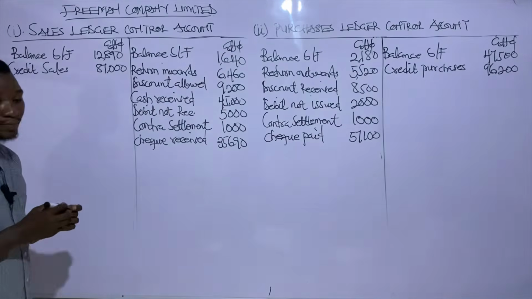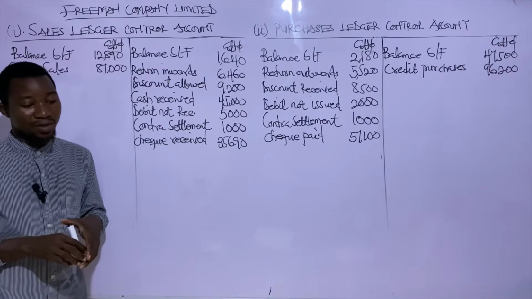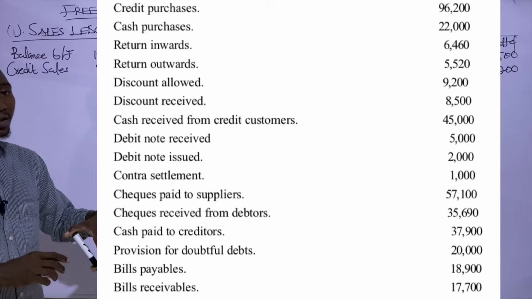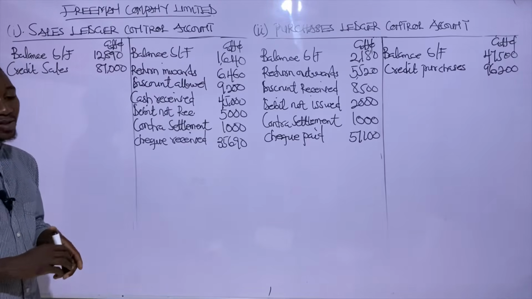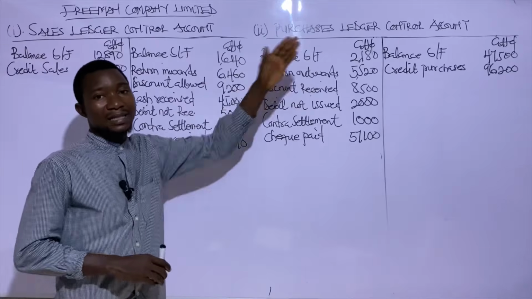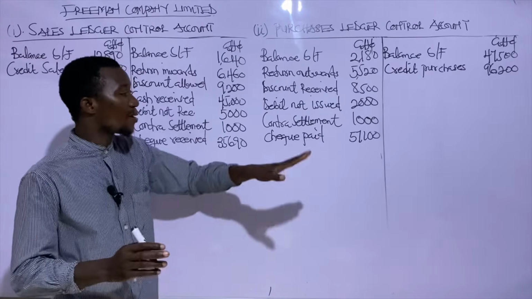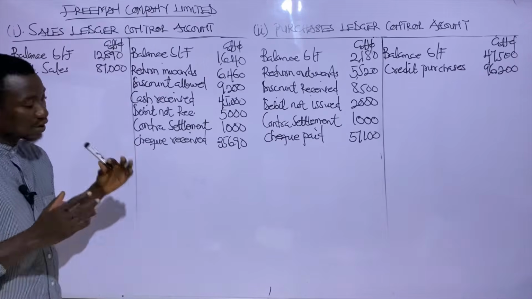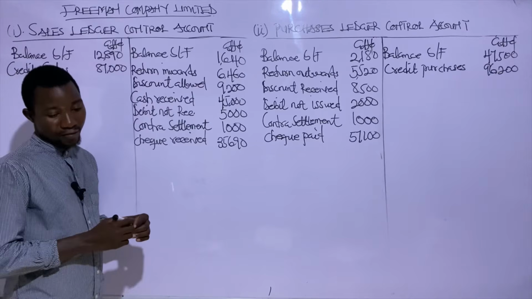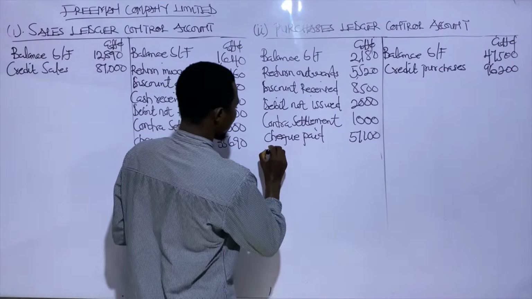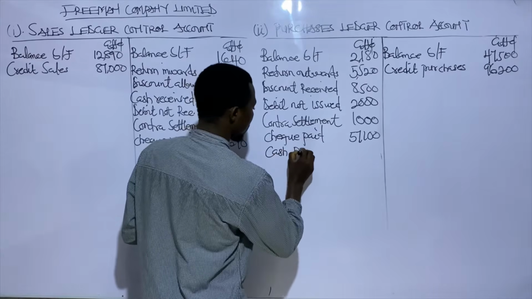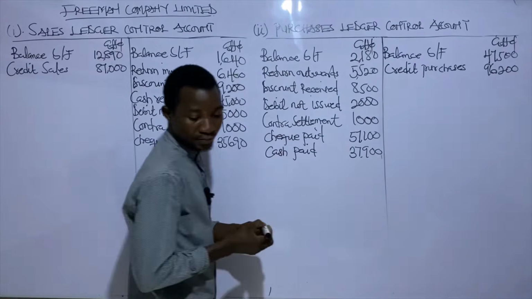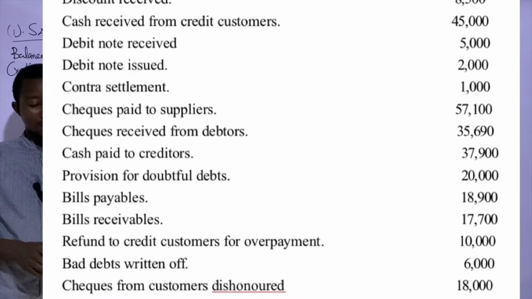Good. The next item is cash paid to creditors. We have cheque paid and cash paid. All are payments that reduce their balance. So if cash is being paid to creditors, the creditors account balance will be reduced, and any item that reduces the balance should be debited in the total creditors account, and the amount is 37,900. So cash paid, 37,900.